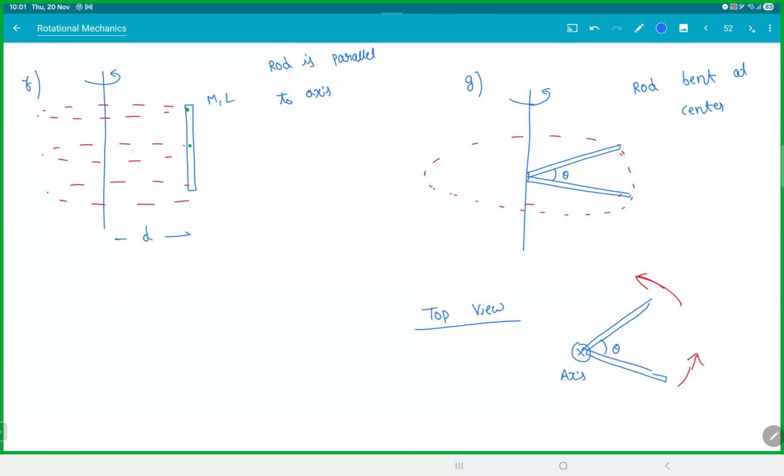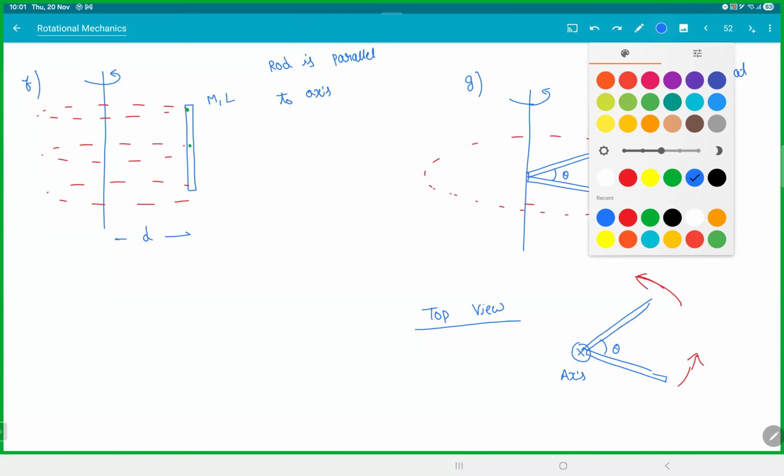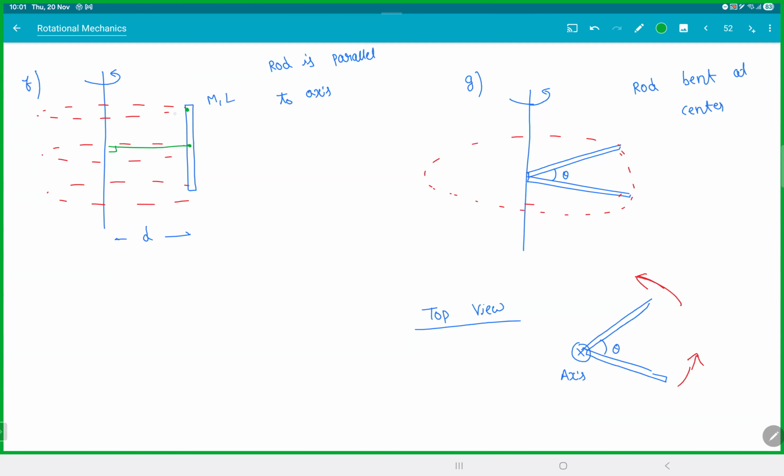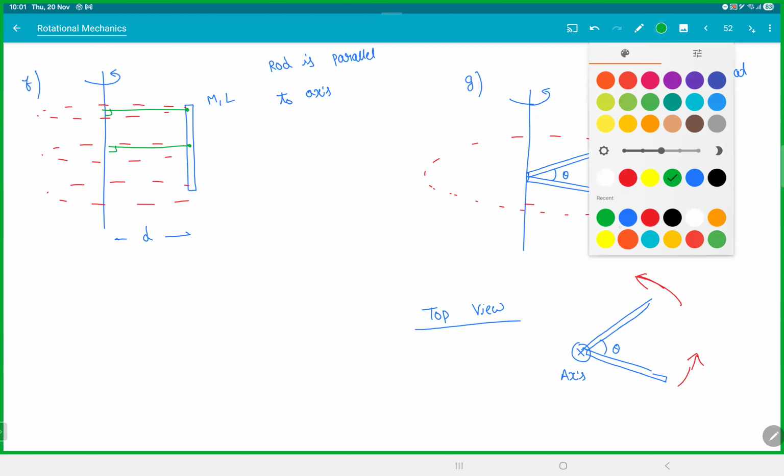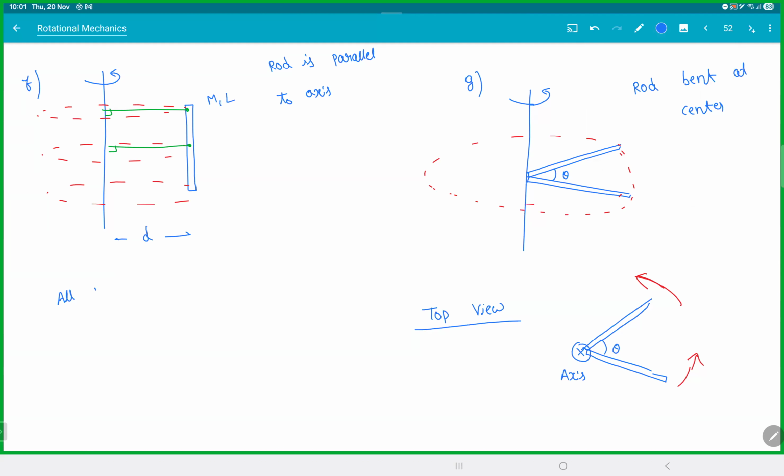So what about F? If you see for F, all are the same distance, isn't it? All points are equidistant, so the length of the rod doesn't matter. Therefore, the moment of inertia is md square. It won't matter. What about the G answer? Right, Srihari. Right, Arya.